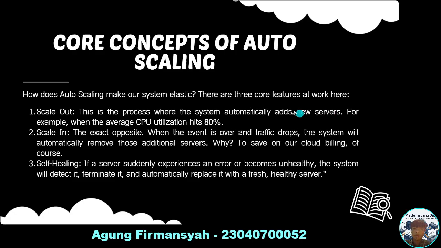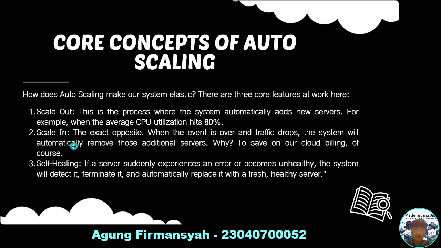The next slide is about core concepts of autoscaling. How does autoscaling make our system elastic? There are three core features at work here. The first is scale out. This is the process where the system automatically adds new servers, for example, when the average CPU utilization hits 80%.